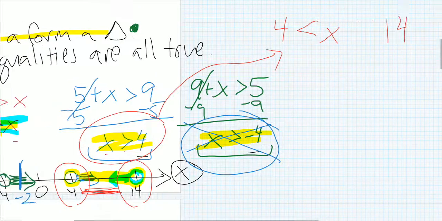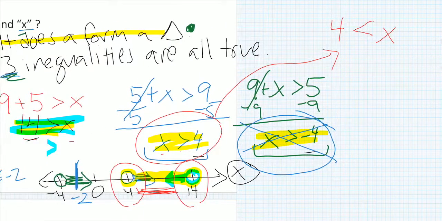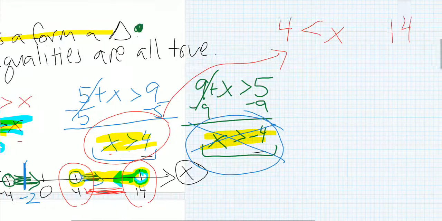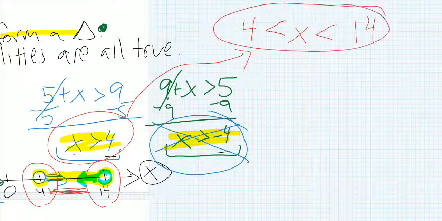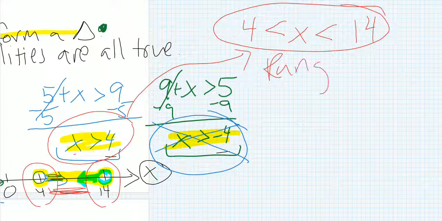And then we know from the other one, x has to be less than 14. So I'm just going to draw the inequality so that it's still x is less than 14. Okay. And so then we get this inequality here, and basically this is the final answer. This is the range of all our possible answers for x. It could be any number that lands between 4 and 14, non-inclusive.